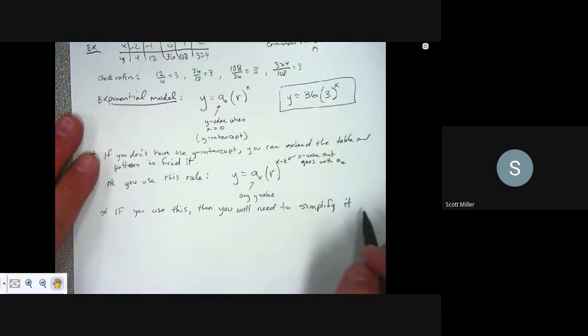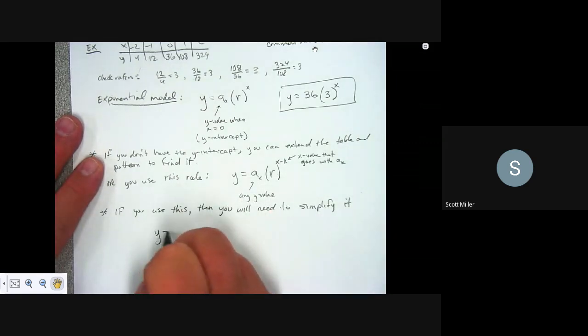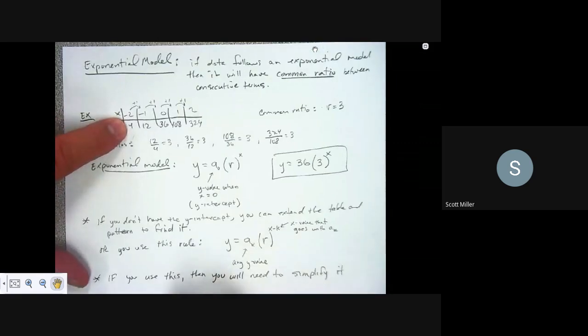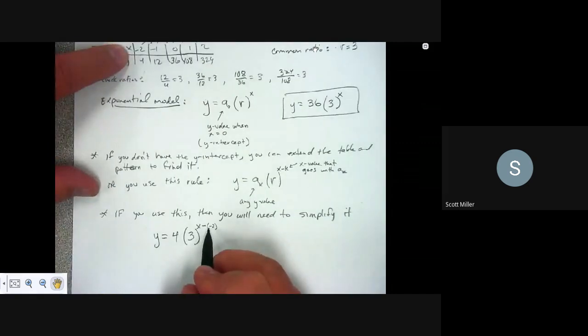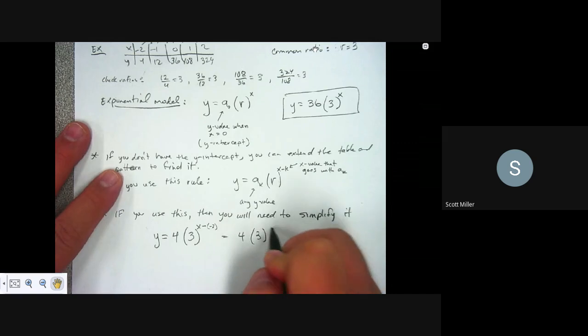Okay? So I'm going to come over here. I'm going to use that point. So according to this model right here, my y is going to be the y value there, which is 4, r, which is 3, and this is going to be x minus a -2. See, it's always x minus the x value. Sorry, x minus the value up here for x. Okay, so x minus a -2, which means I have 4 times 3 to the x plus 2.